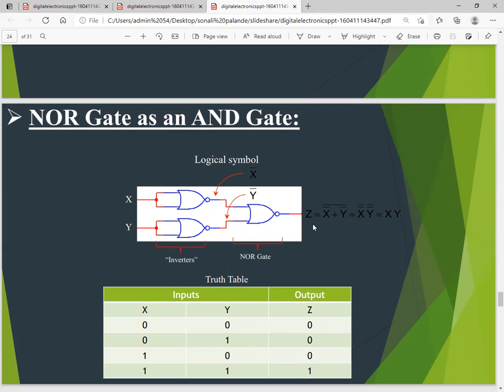So x and y are the inputs and z is the output. If we take x equals 0 and y equals 0, then we get z equals 0. If x equals 0 and y equals 1, then z equals 0. If x equals 1 and y equals 0, then z equals 0. And if x and y both are equal to 1, then z equals 1. So this is the output of the AND gate. So that's why this circuit is called the NOR gate as an AND gate.